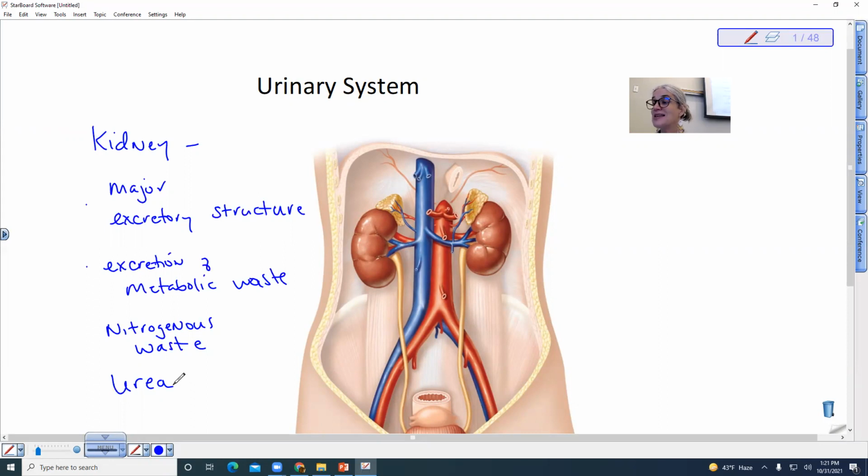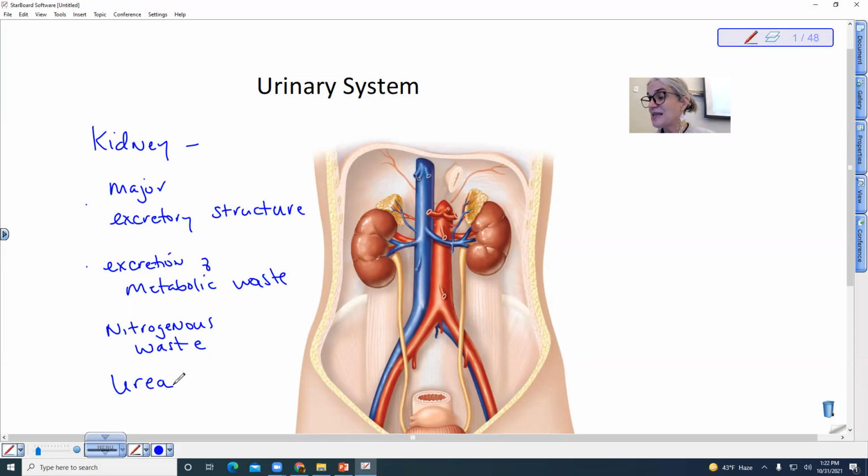So ammonia is also a metabolic waste byproduct that some organisms excrete. For example, freshwater fish excrete ammonia, whereas we don't want to use that much water to get rid of our nitrogenous waste, and so we use urea. So that is the structure in this system.